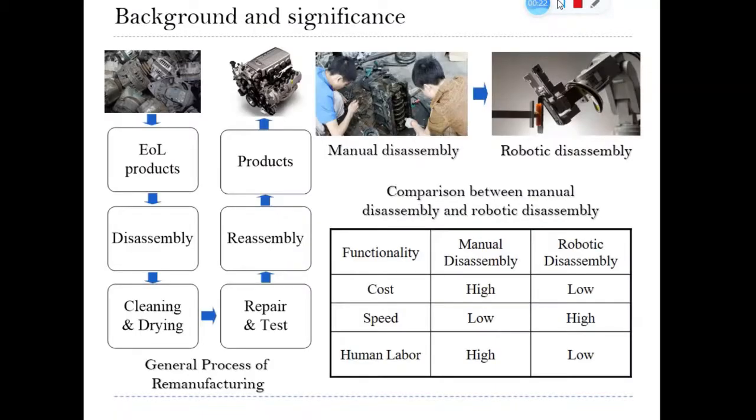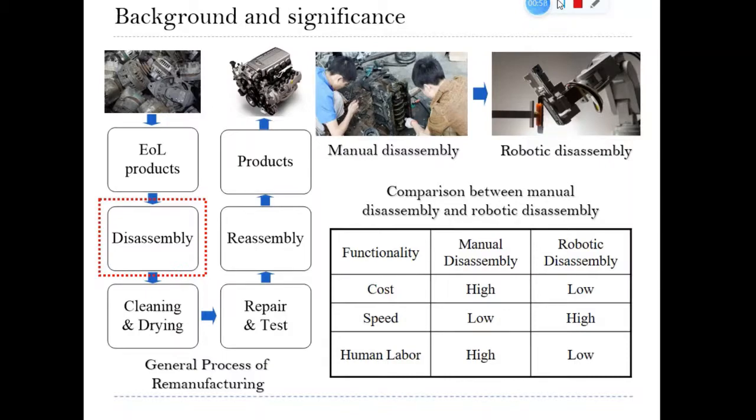As we know, of all the processes of remanufacturing, the disassembly process is the first and also the most important process. Usually the traditional disassembly process is manually executed, and recently robotic disassembly has been proposed to cover the shortcomings of manual disassembly. The robotic disassembly process has the advantages of high speed, low cost, and no human labor.